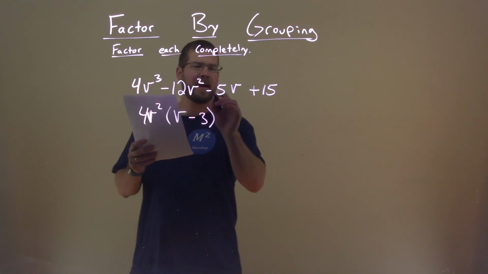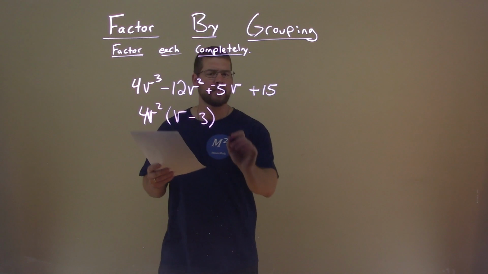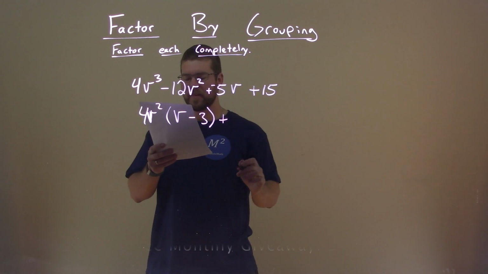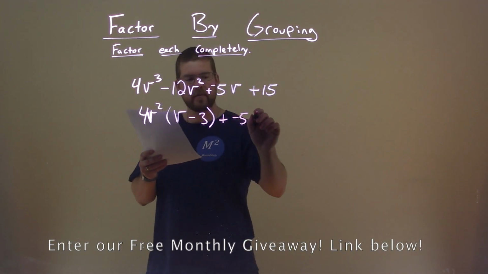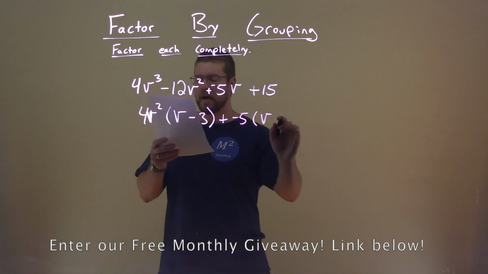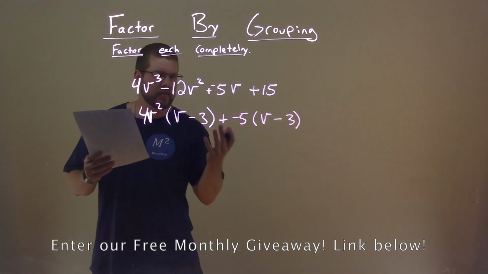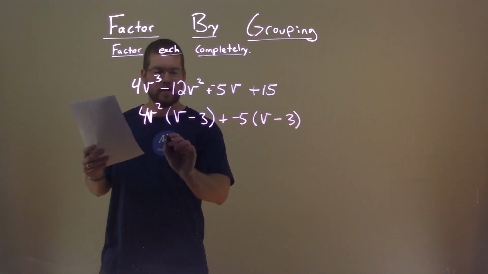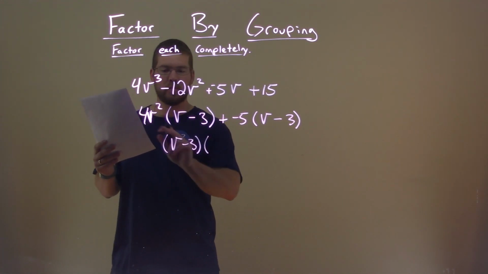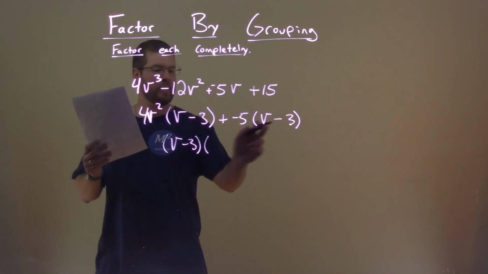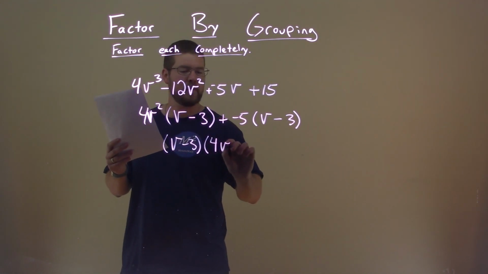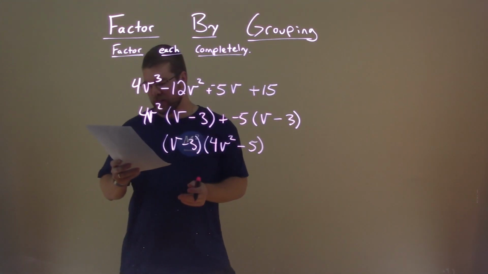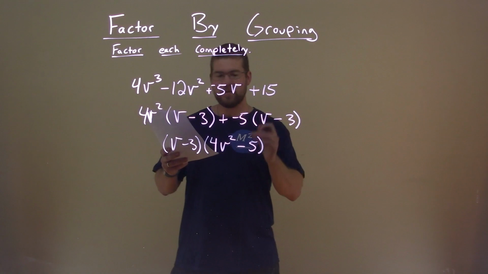The second part here, again, I like to write these sometimes as a plus and negative when I'm doing this. So plus, what goes into both of these? Negative 5v and 15, that's a negative 5. If we pull out a negative 5, we're left with a v, and this becomes a minus 3. And that was kind of our goal. We have a v minus 3 and a v minus 3 right here. If we pull that out of both parts here, we're left with a v minus 3 times 4v squared minus 5. And there we have our final answer: v minus 3 times 4v squared minus 5.